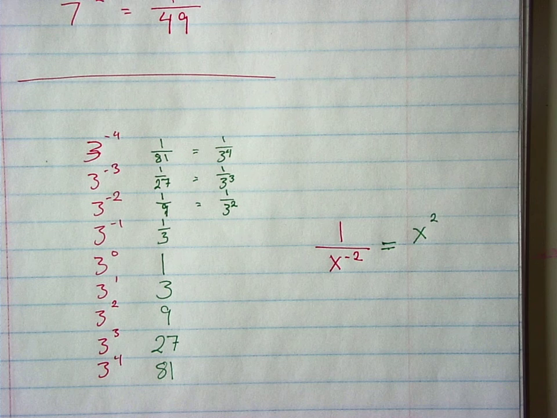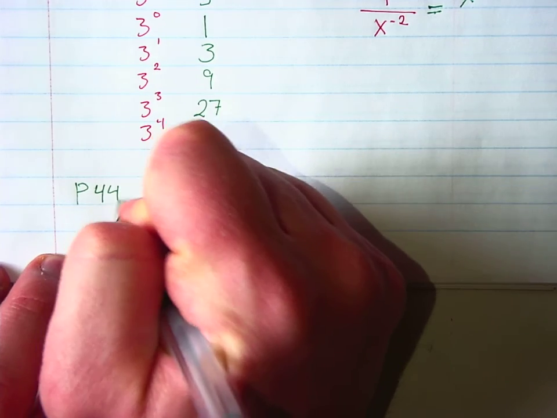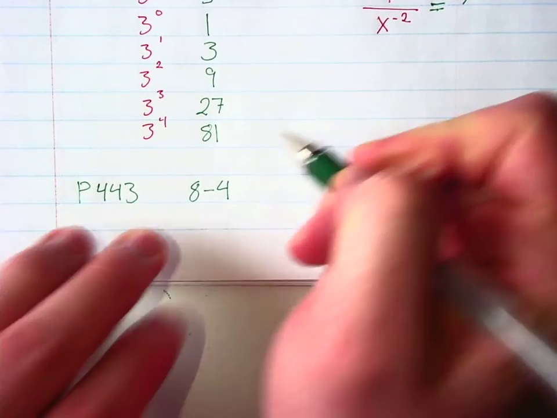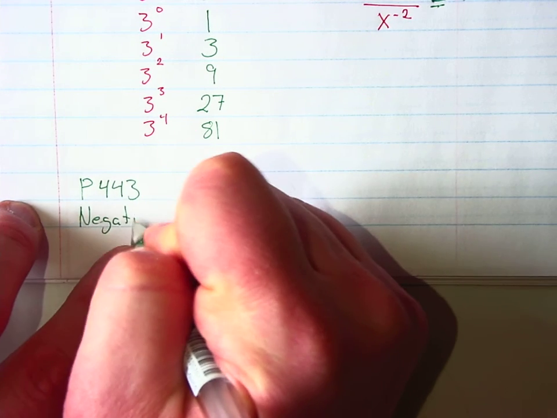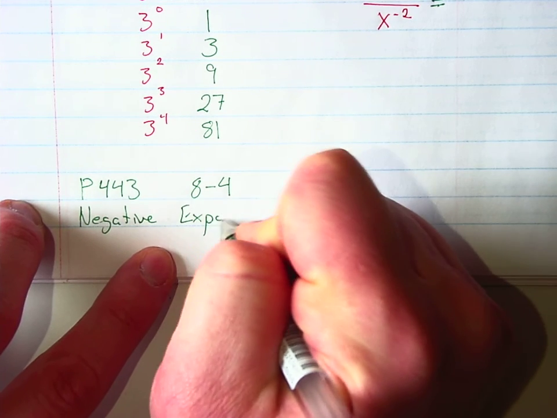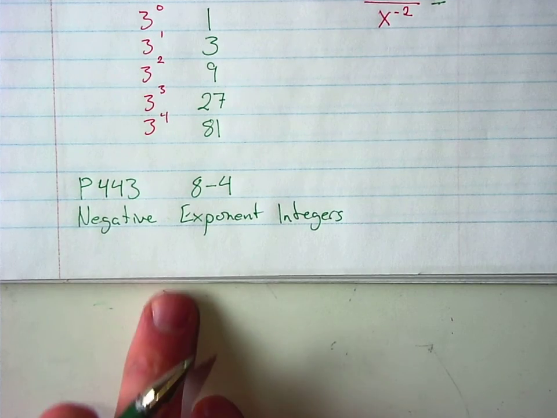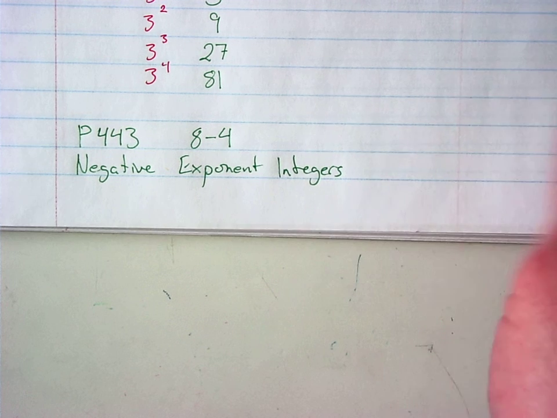So we do have a vocab to do. We are on page 443. We are doing 8-4. And the objective today is negative exponent integers. We have one vocab. So our vocab today, get out our vocab sheet. Hopefully you're all on page 443 at this point.